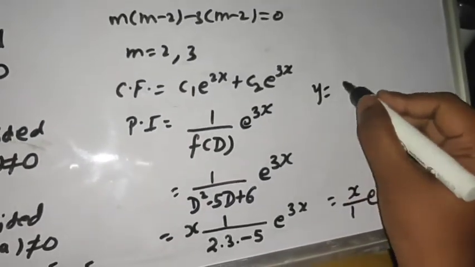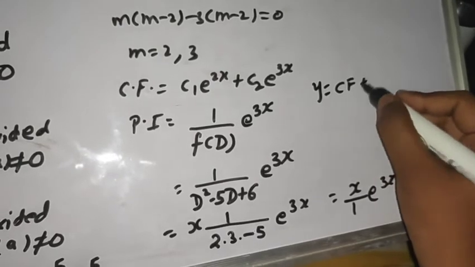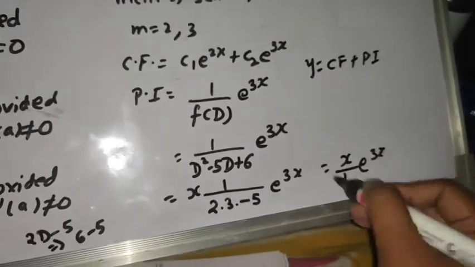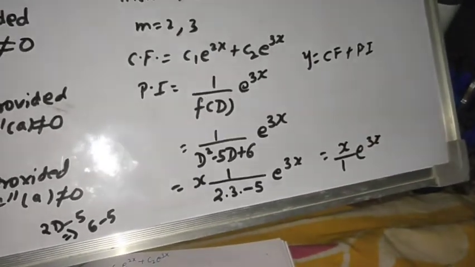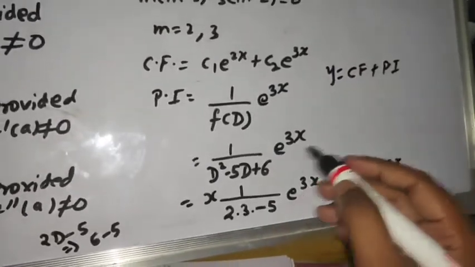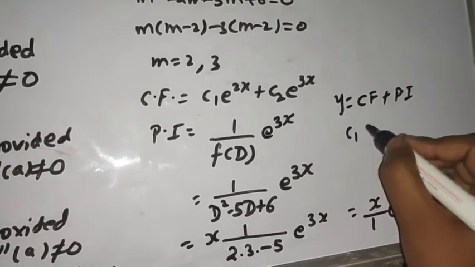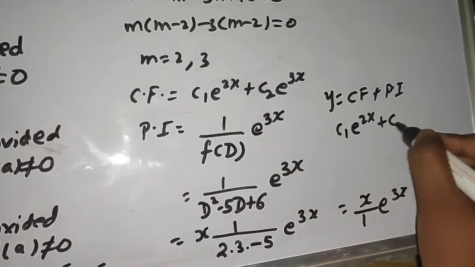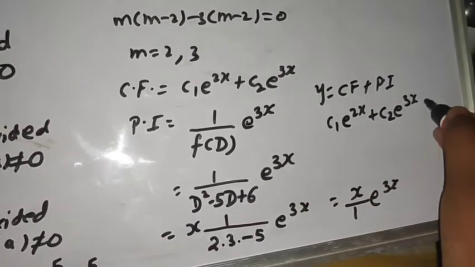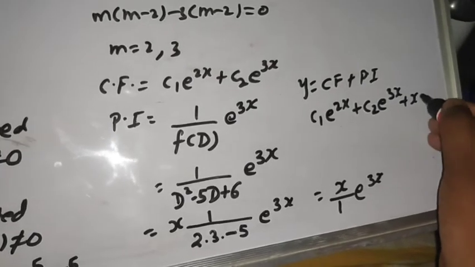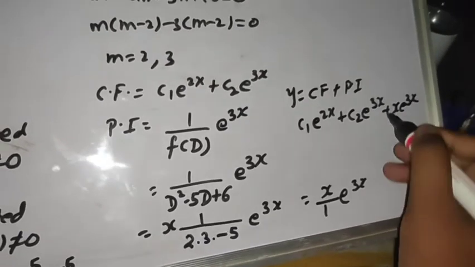So y is CF plus PI. This will be the PI because now the denominator is no longer equal to 0. So the CF was this, plus PI, x e power 3x. This is your solution.